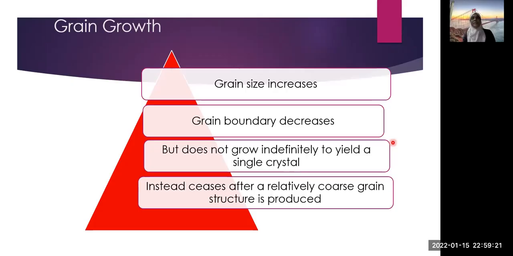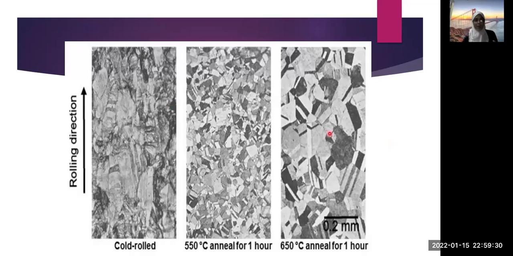Okay, so instead it just stops once a relatively coarse grain structure is produced. Yes. So here, in this diagram, you can see the material microstructure after cold working or strain hardening. But when you do annealing, you can see that the structure is entirely changed. There is recrystallization taking place, and the recrystallized material has undergone grain growth, and this is more flexible and ductile.